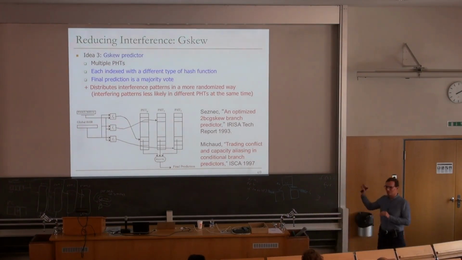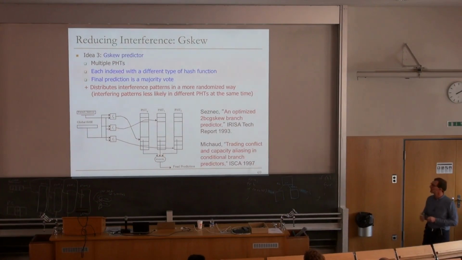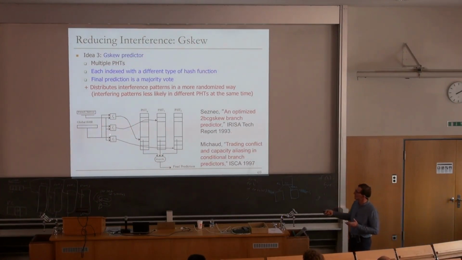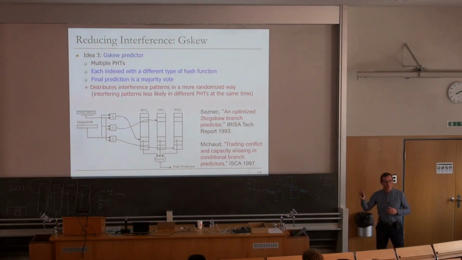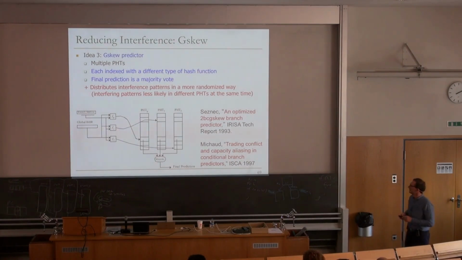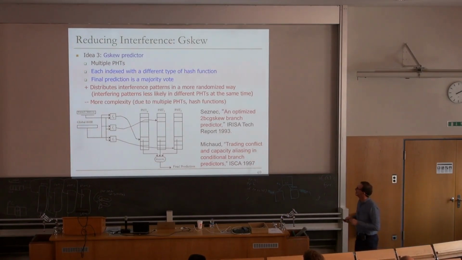So this is actually interesting. We're going to build up to some other predictors with this. And here, if you look over here, the indexing function is the only thing that's different. Branch address and global BHR, they're kind of the same. But you may actually have different lengths of this history register also, as we will get to in a little bit. Okay, does that sound good? It's similar to skewed associative caches in some way.